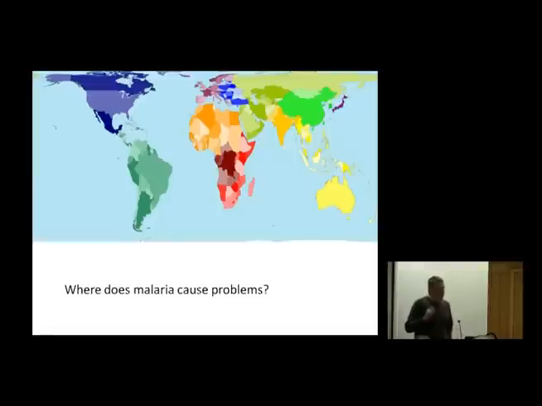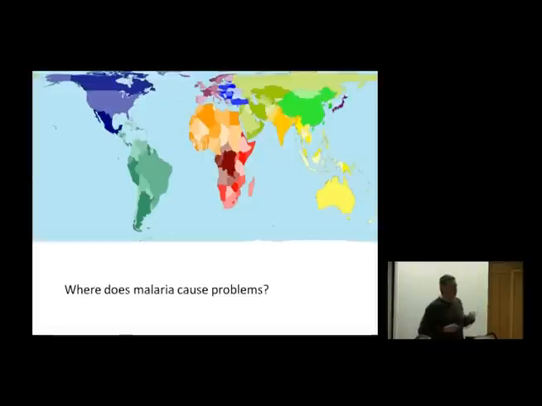So I start by saying that malaria kills a million people each year. It's kind of hard to believe, because does anybody know anybody who's died of malaria? Right? It doesn't seem possible, right? But here's a nice visual example of where the problem is.